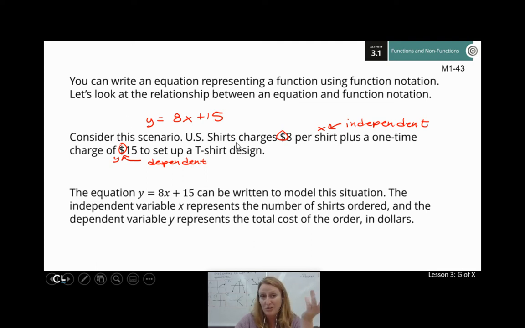Now, we said that we can take this normal everyday equation. It's nothing special. You've seen this before. We can take this normal everyday equation and rewrite it using function notation. It's actually really easy to do.